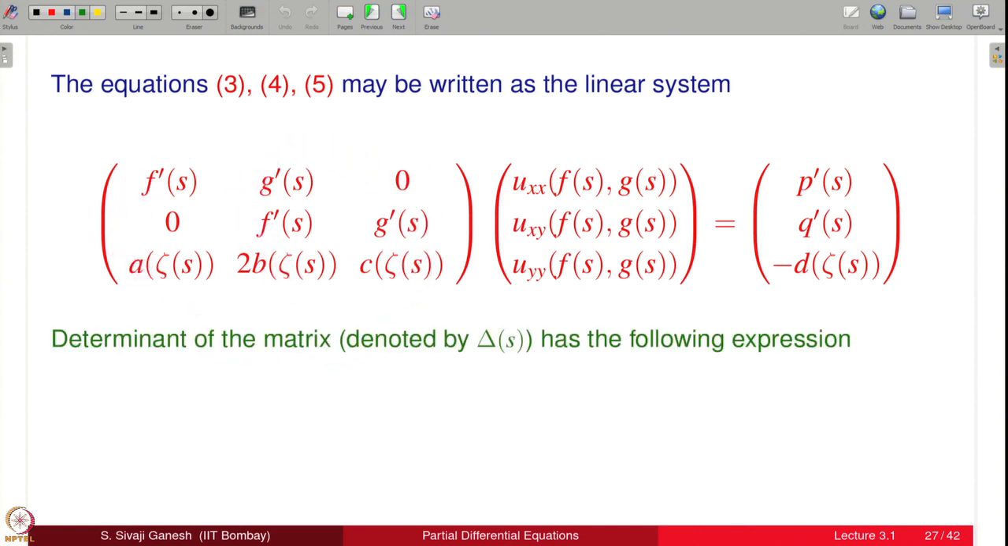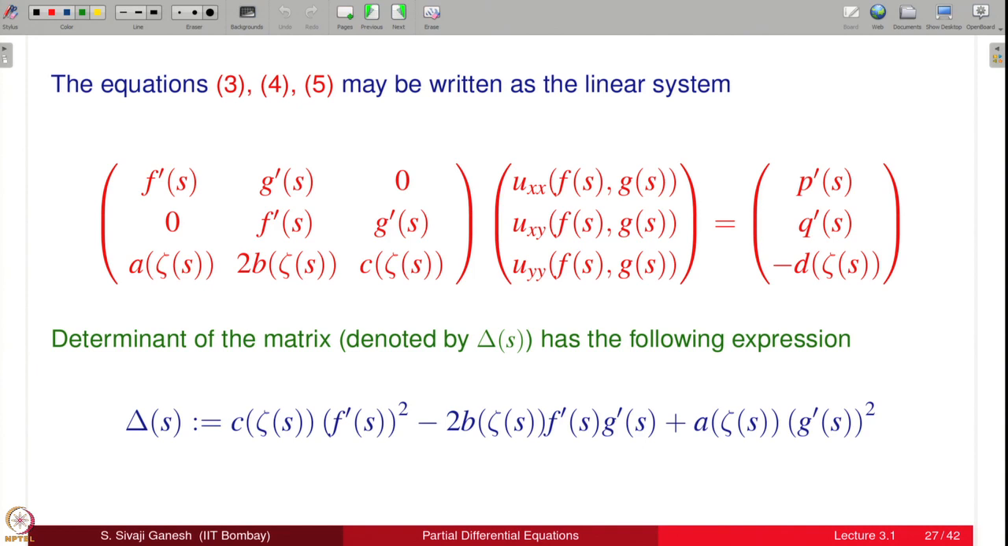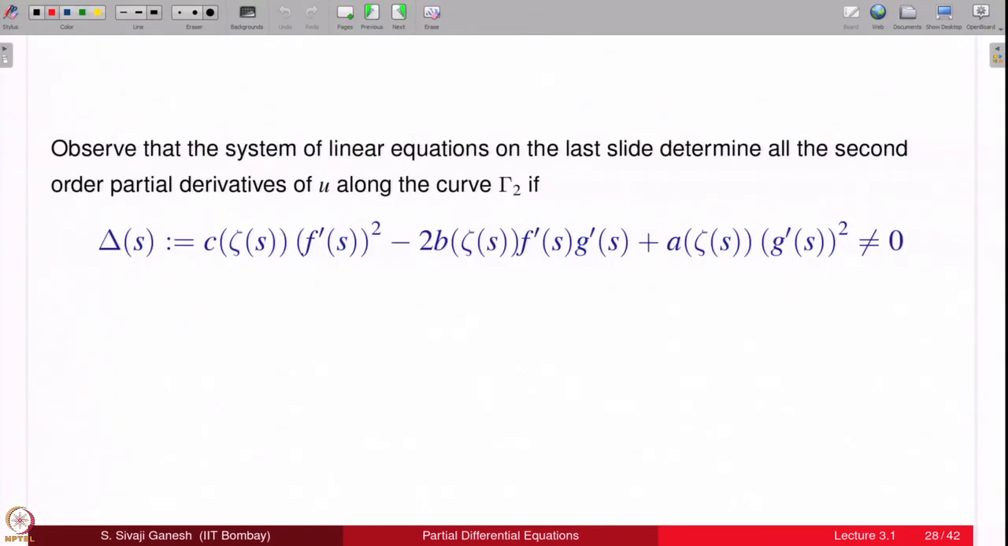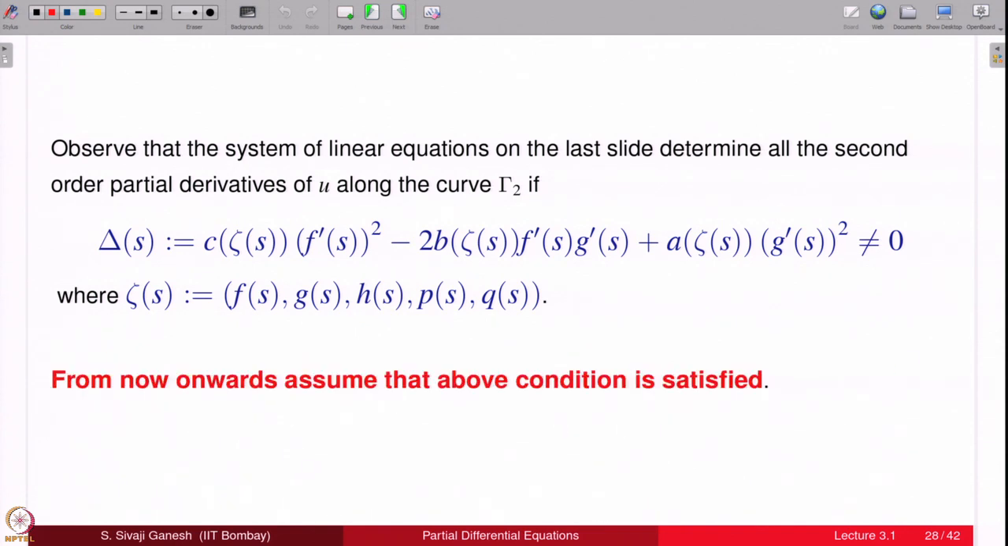What is the determinant of this matrix? Let us denote it by delta of s, because it keeps coming throughout this lecture. It has this expression. Once you expand this determinant, it turns out it is this. Observe that the system of linear equations on the last slide determine all the second order partial derivatives if delta s is not equal to 0 at points of gamma 2. Wherever it is non-zero, you can determine the second order derivatives at that point. So, from now onwards, assume that the above condition is satisfied.